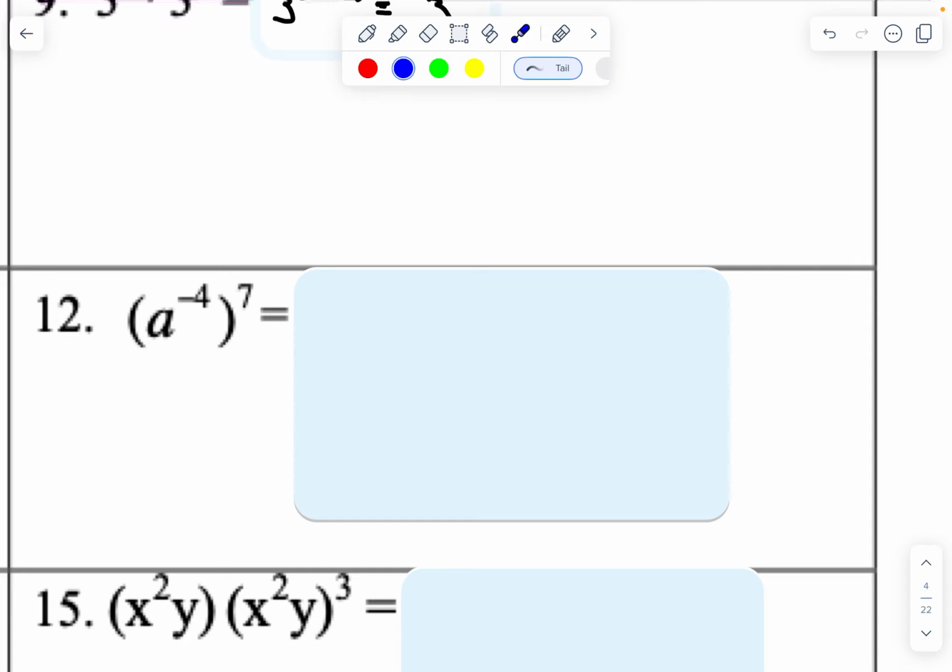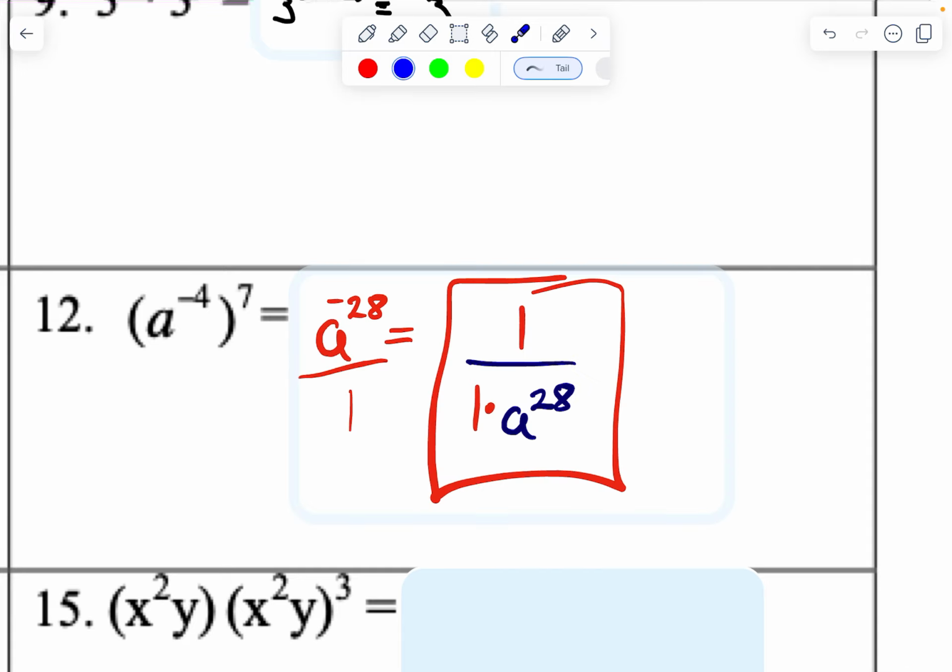A to the -4th raised to the 7th. We're going to say is a to the -28th, but I want to leave it as a positive exponent, so I'm going to flip its place in the fraction. I take everything off the top, so I'm left with just 1, and I have 1 times 1 over 1 times a to the 28th.